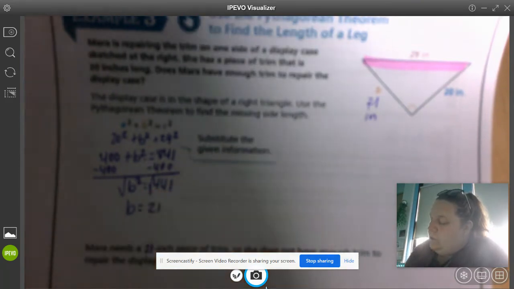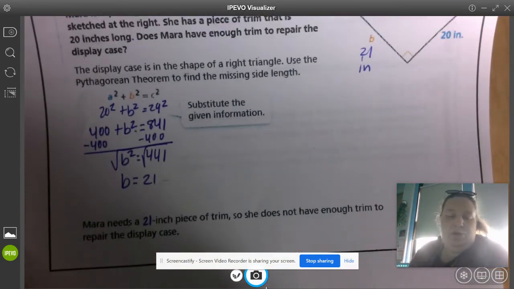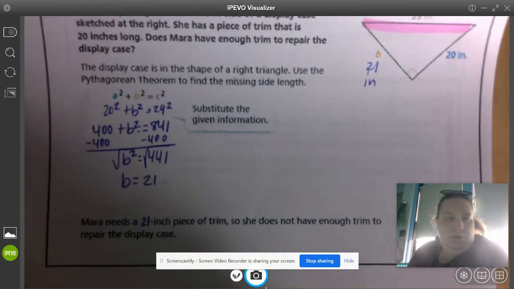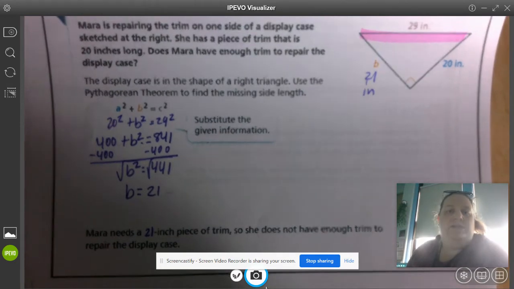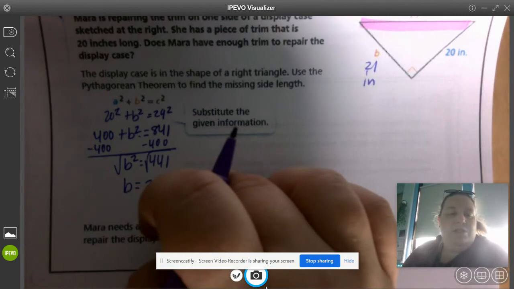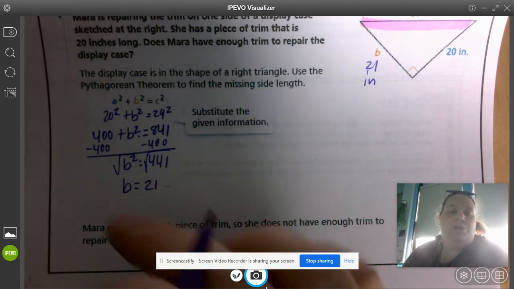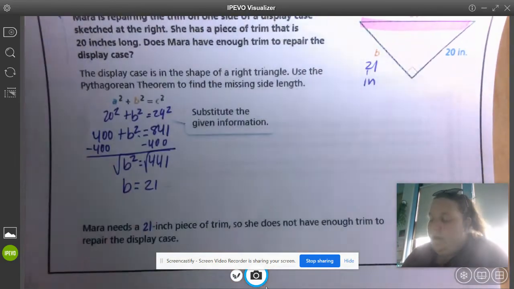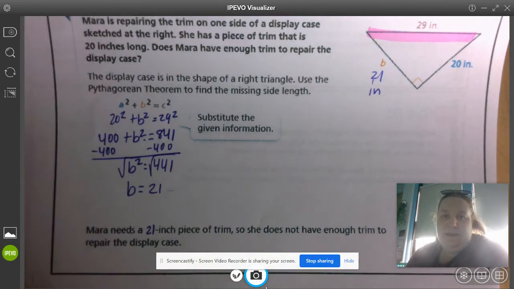So she needs a 21-inch piece of trim for her, what does it say it is? A display case, okay? Once again, work is neat, organized, every step is shown step by step, starting with the formula. This is the expectation, okay?